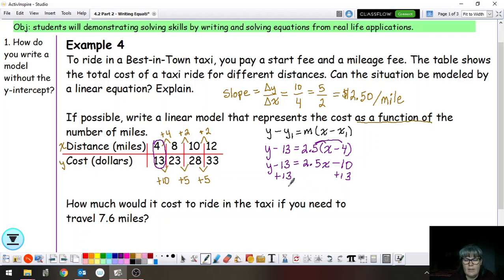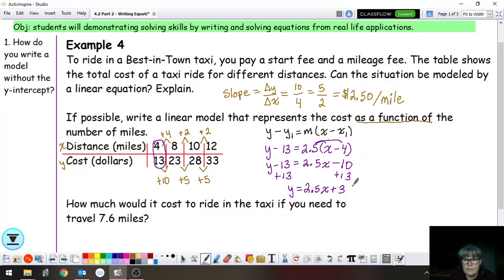And we have a linear model, y equals 2.5x plus 3. And if we go back and we look at this, you pay a start fee and a mileage fee. So that start fee is $3, and the mileage fee is $2.50 per mile.